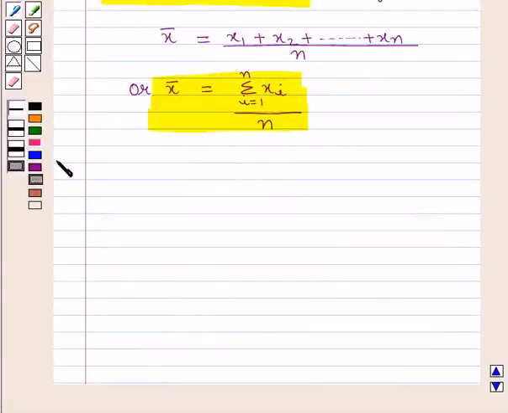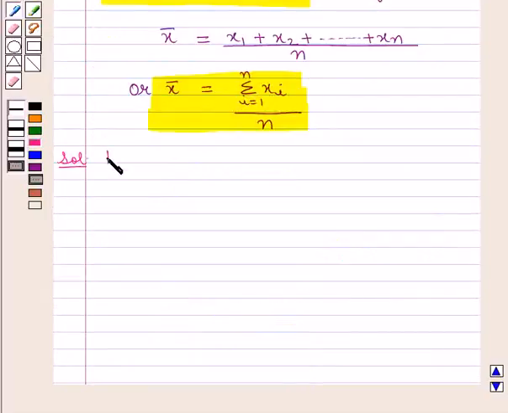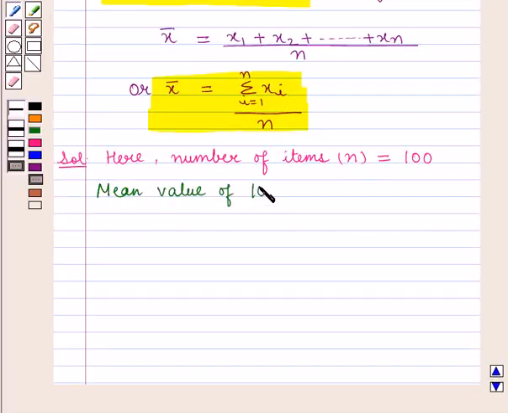Now moving on to the solution. In the question, we have 100 items in all, and the mean value of these 100 items is given as 80. Here we have the number of items denoted by n is equal to 100, and the mean value of these 100 items denoted by x bar is given as 80.